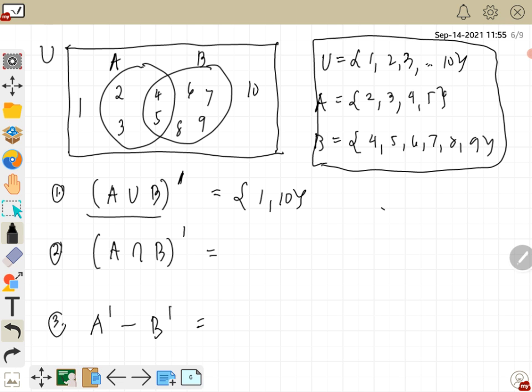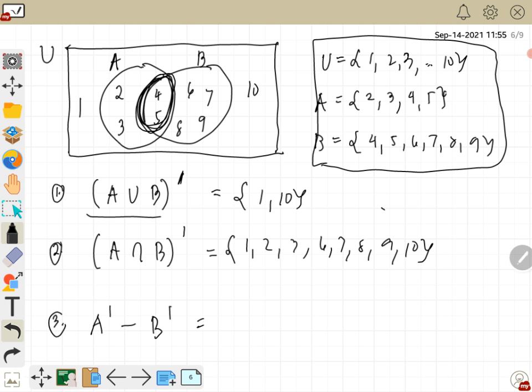How about A intersection B complement? Meaning, what are those elements that you cannot find in the intersection? What is the intersection? 4, 5. So what are those elements aside from 4, 5? That's all other elements, so that is 1, 2, 3, 6, 7, 8, 9, 10.